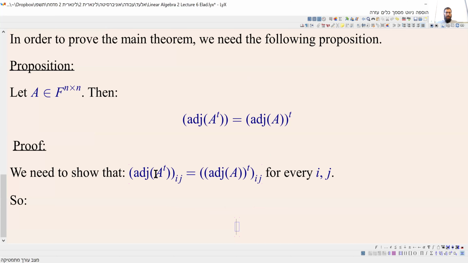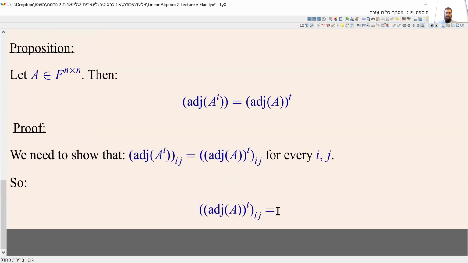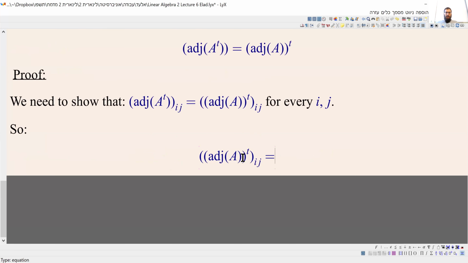So let's start with the ij element of the transpose of the adjugate matrix of A. It is actually, by definition of transpose, the ji element of the adjugate matrix itself. Now, by the definition of the adjugate matrix, we have here minus 1 to the power of j plus i multiplied by the ij minor. Yet again, when we talk about the adjugate matrix, we switch the indexes. The ij minor of A.